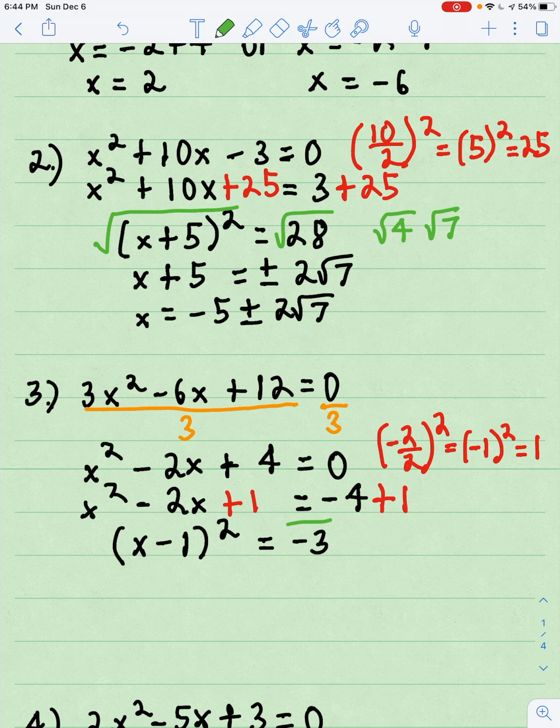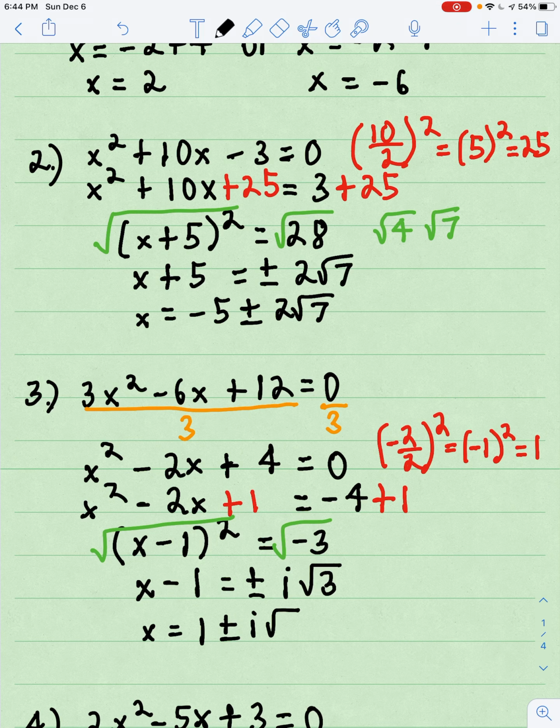This time when we go to take the square root of both sides, we find that the left side is x minus 1, but on the right side, we're trying to take the square root of a negative, which means we have a factor of i in there, and 3, of course, is prime, so that becomes i times the square root of 3. And then to finish solving, we add 1 to both sides. Again, 2 solutions are implied here. You are allowed to leave your answer like this, but it does mean your solutions are x equals 1 plus i times the square root of 3, or 1 minus i times the square root of 3.